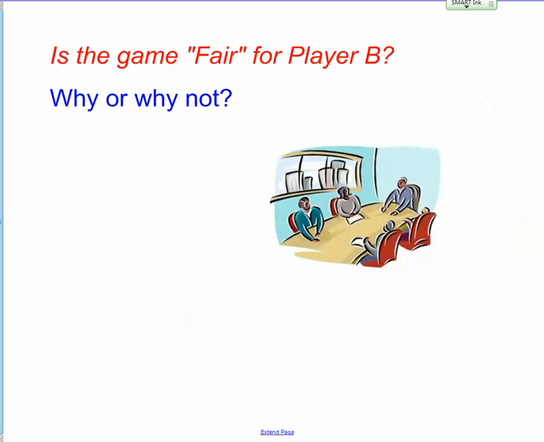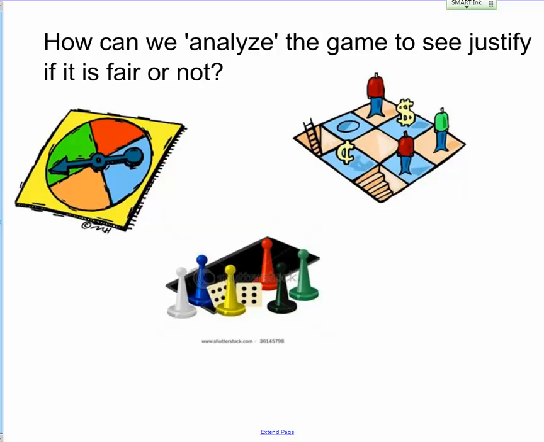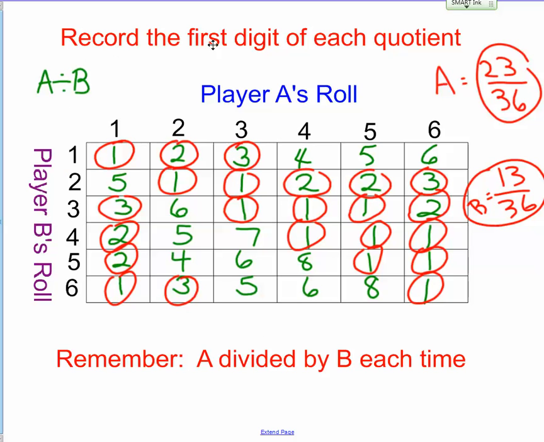So the next thing that we did is we decided it didn't seem very fair, and we decided to analyze the game. So here's the way that we did that. We made a table, and we said, okay, player A can roll a 1, 2, 3, 4, 5, or 6. Player B can roll a 1, 2, 3, 4, 5, or 6. So we filled this in by dividing A by B and recording the first digit.